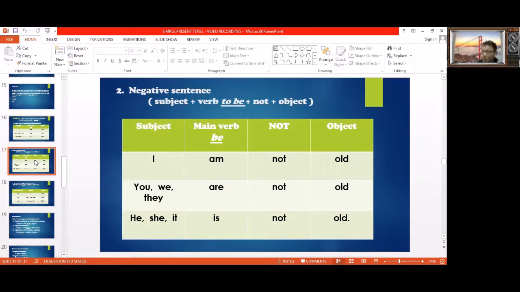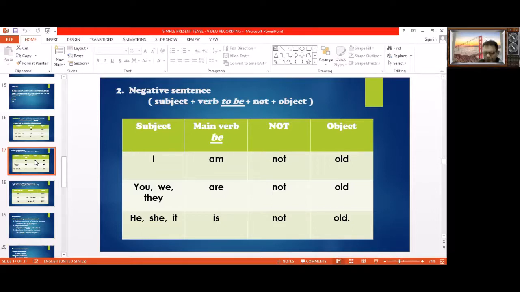Okay, for the verb be, I'm talking about verb be, so don't be confused. Here you can say, I am not old, or you can say, I am not from the Philippines, or I am not a janitor.